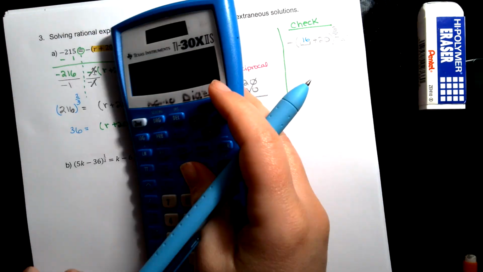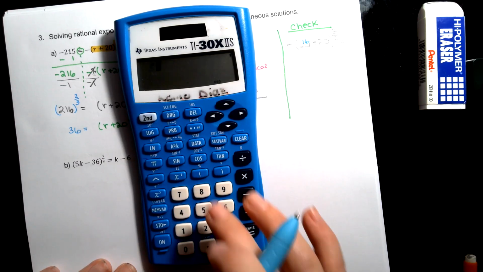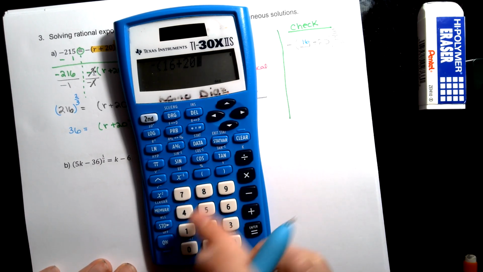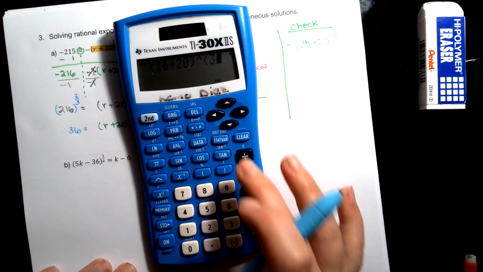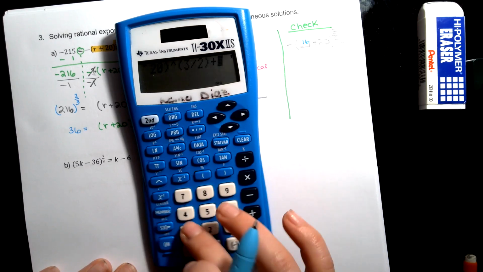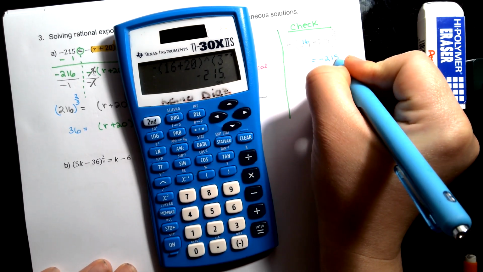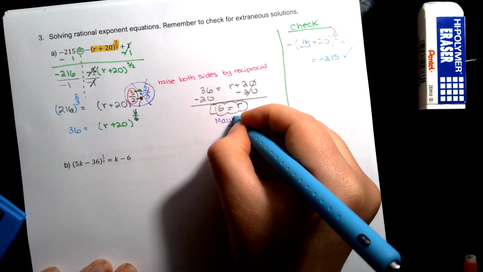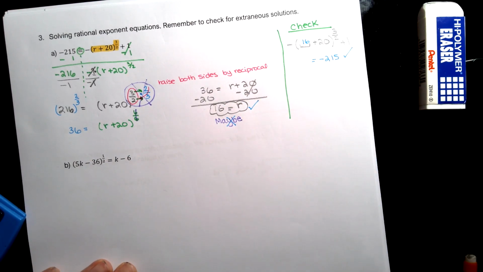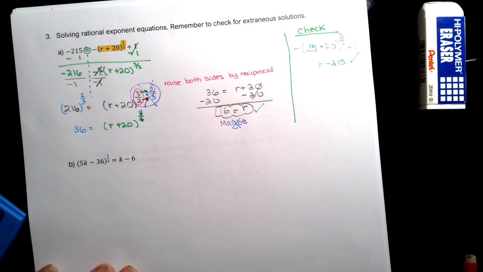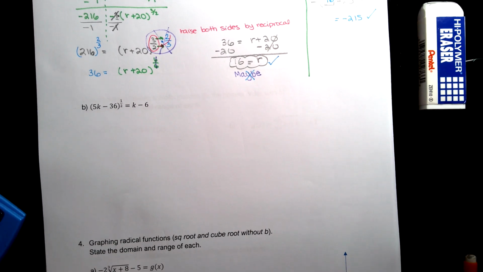You can just type this in all straight into the calculator. So negative open 16 plus 20, close it, caret, open 3/2 plus 1. And it does give us negative 215, which checks out. So we're going to cross out our maybe, and we're going to make sure that our answer is correct. Okay, moving on to the next one.